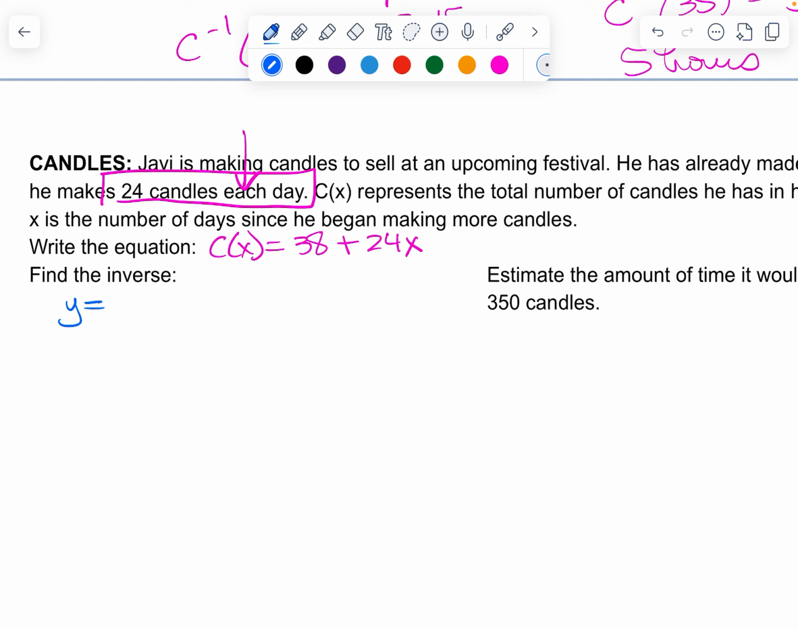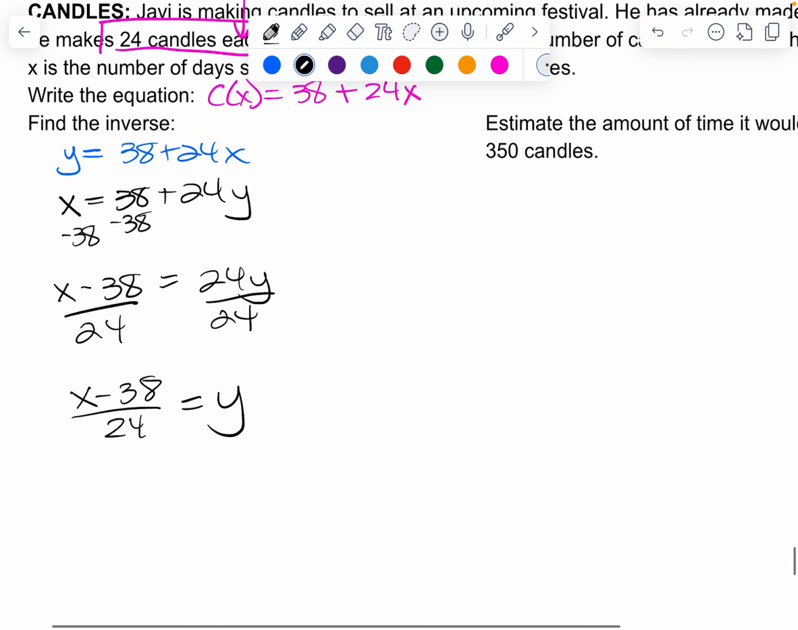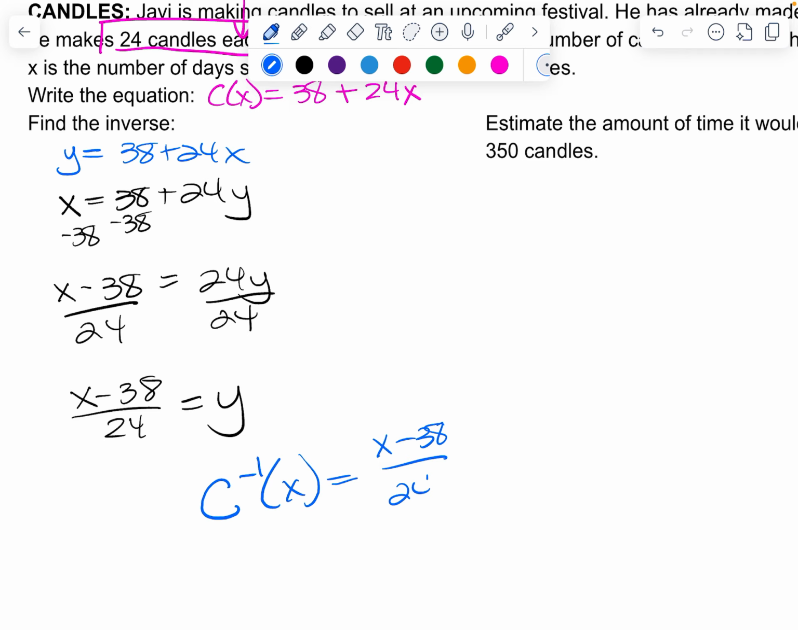I'm going to make that y equals 38 plus 24x. I'm going to change my x and my y, so this is now x equals 38 plus 24y. Subtract 38 from both sides, and I get x minus 38 equals 24y. Another one where I'm just going to leave the 24 on the bottom, because 24 doesn't go in evenly to either one of those numbers. So my inverse for this is going to be x minus 38 over 24.